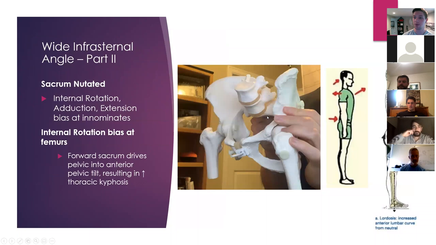Their sacrum is going to be nutated, which, if you remember the pelvis and femoral mechanics, is going to cause an internal rotation bias within the femurs. And then that's going to feed down the chain. These people often have that military kind of posture like you see on the right here. Because of this forward orientation of the sacrum, could you guys see that as that comes forward? You're going to have to counterbalance yourself out somehow. So if this is going forward, you're going to have to swing back up top in order to fight gravity and manage it and stay upright. So you'll often see an increase in thoracic kyphosis with these individuals.